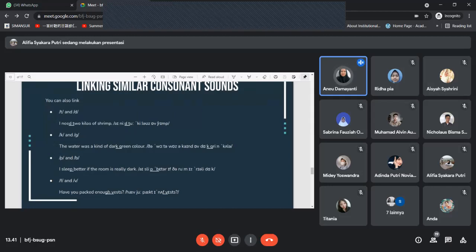Sebenarnya aturannya itu boleh dibalik. Jadi misalkan kalau yang di PowerPoint ini kan ditulisnya teh dan deh. Sebenarnya deh dan teh, deh ke teh juga sama gitu aturannya. Ke dan ge kalau dibalik bisa juga jadi geh ke ke.